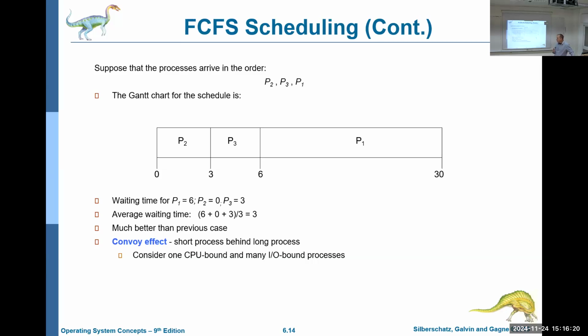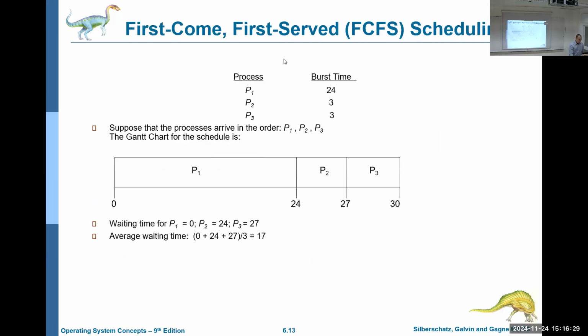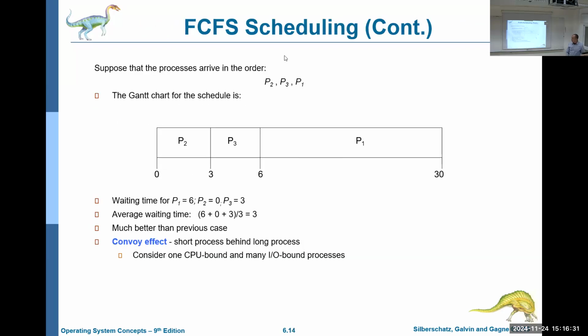The interesting thing about the convoy effect also is, what if it had happened to me this way? Is there a convoy effect here? No, you say. Yes, but let's say P1 is a consistently heavy CPU user. He's calculating all kinds of heavy things. And P2 and P3 are not.